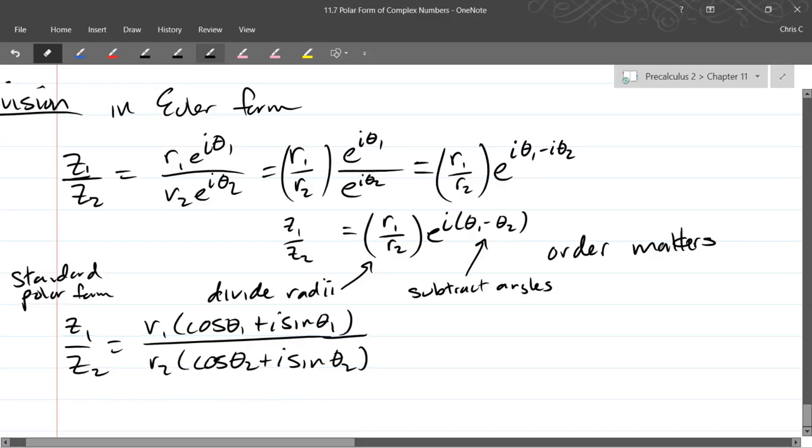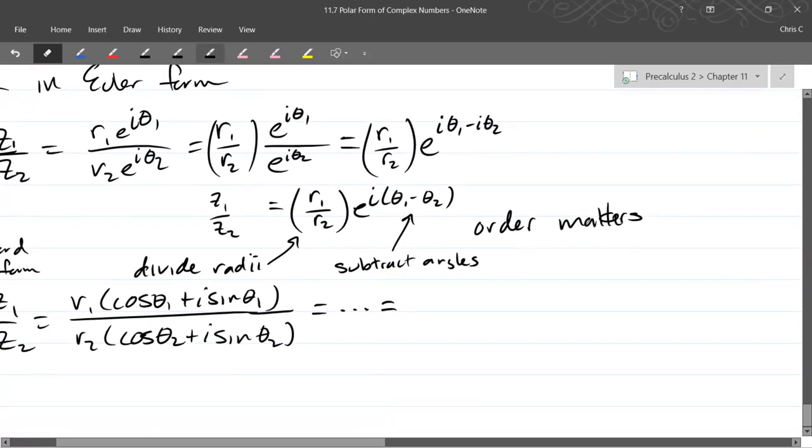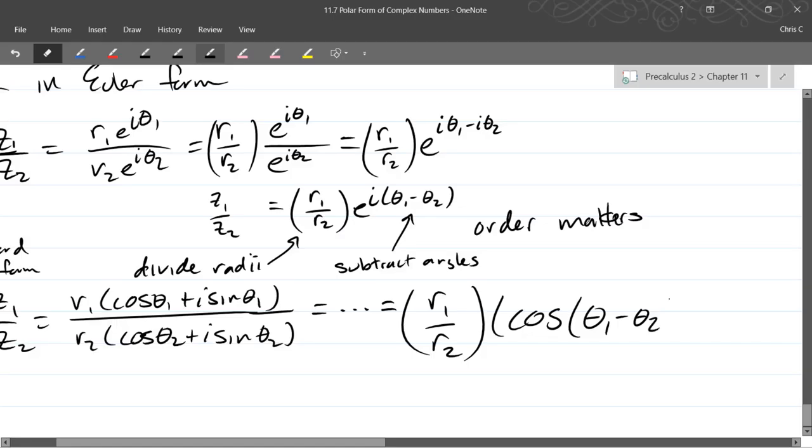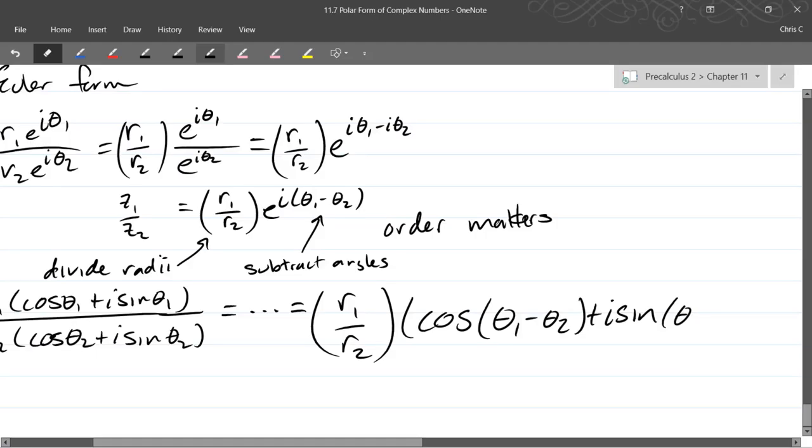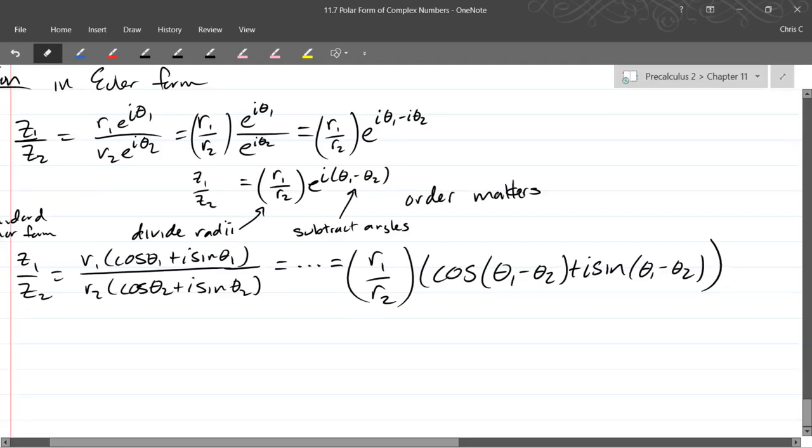now if you're wondering how in the world we would get to not have a denominator, to actually prove this we'd multiply by the conjugate of the denominator on top and bottom. So it takes a few more steps, which we won't go through, but it's pretty easy to see the R1 over R2 part, and then you would get cosine of theta 1 minus theta 2 plus i sine of theta 1 minus theta 2. That would be polar division right there.